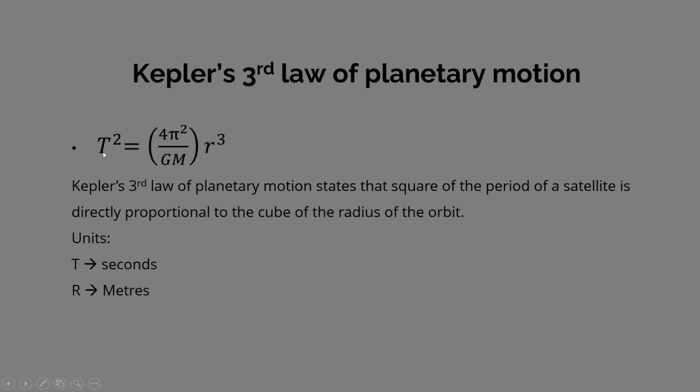If you were to use this equation to find the radius of orbit of a geostationary satellite, you'll have to put 24 times 60 times 60 to make it into seconds, because it's a 24-hour period.